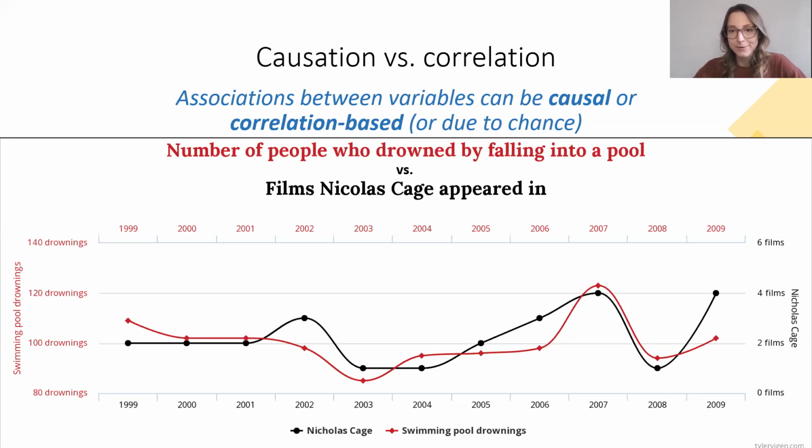To illustrate this, I put an interesting graph here that I found, showing the number of people who drowned by falling into a pool versus the films that Nicolas Cage appeared in. These are two variables that probably don't have anything to do with each other, but when you plot them, they might actually look like they're correlated. This is what we would call a spurious correlation. It's a little bit dubious. It's not telling us anything about the association or the potential causal relationship between the two variables, because likely there is none. But a correlation is still technically a type of association.